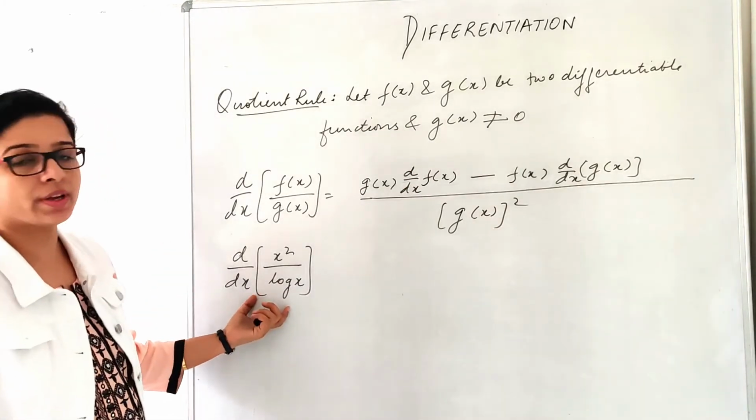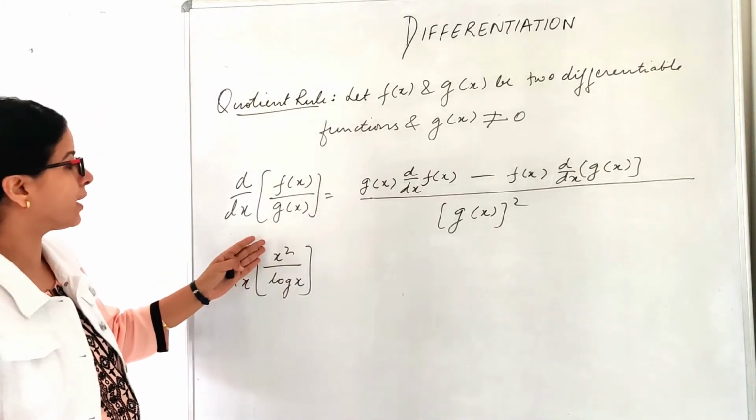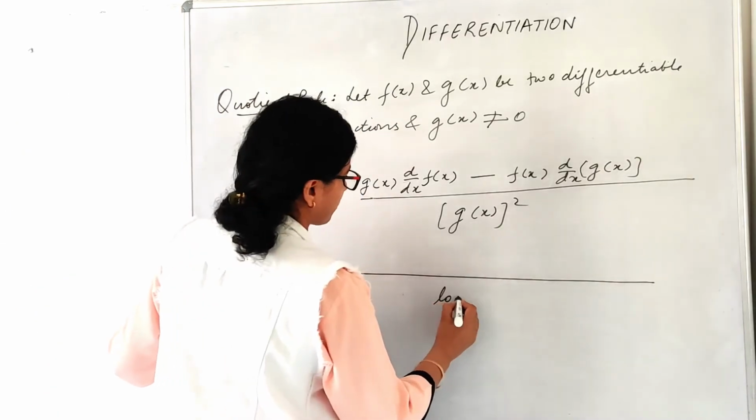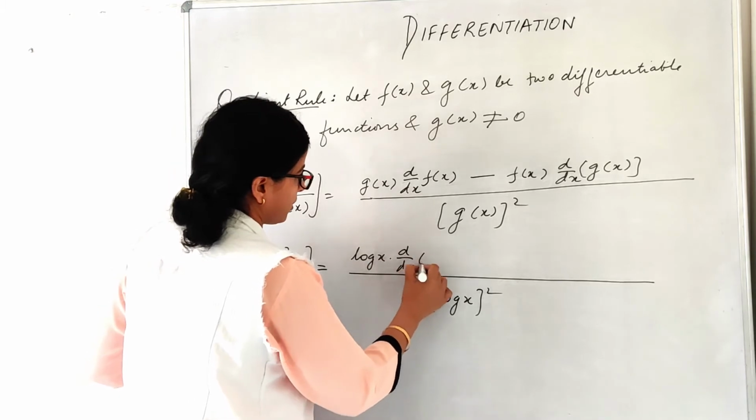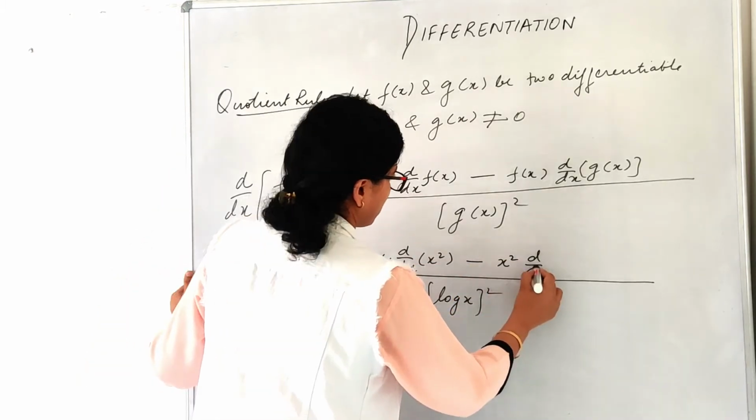Say for example we have this function and I have to find the differential of x square upon log x. Denominator square, right? Now denominator will be copied as it is and differential of the numerator minus numerator differential of the denominator.